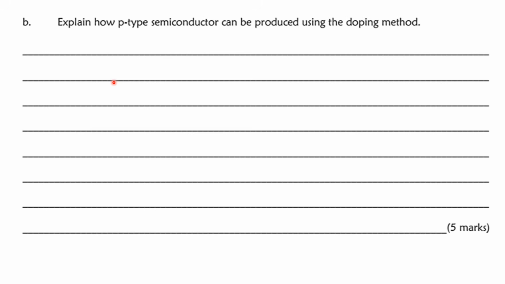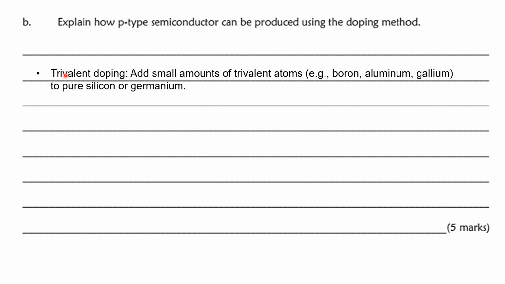Doping. In order to produce a P-type semiconductor, which is an extrinsic semiconductor, we need to dope the semiconductor with group 3 elements, so to add group 3 elements to the semiconductor. So you dope the semiconductor, which can be silicon or germanium.